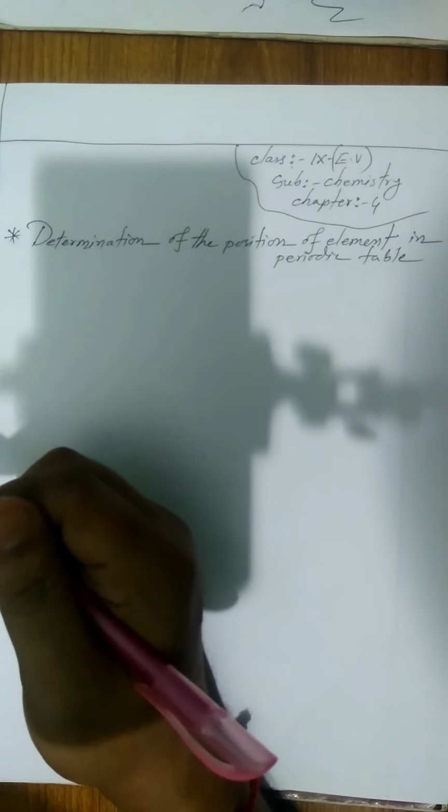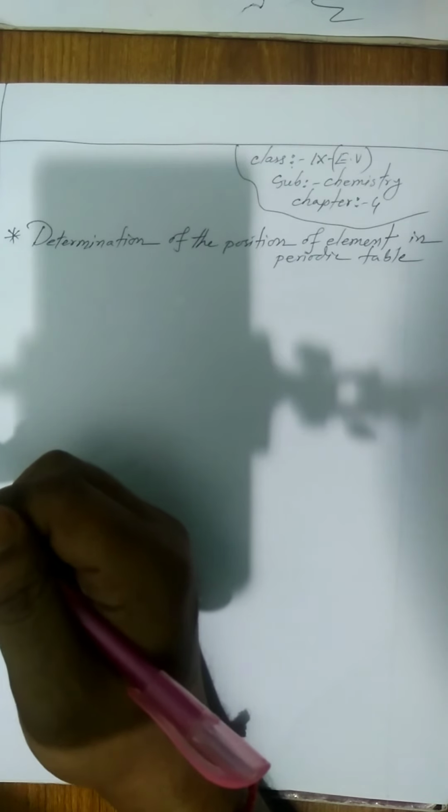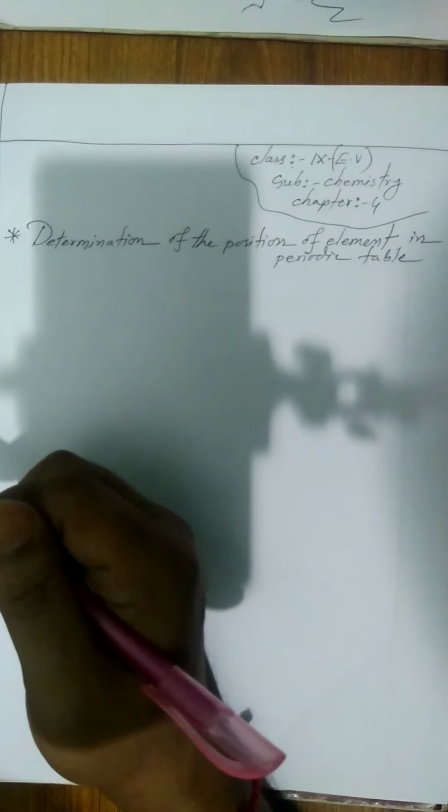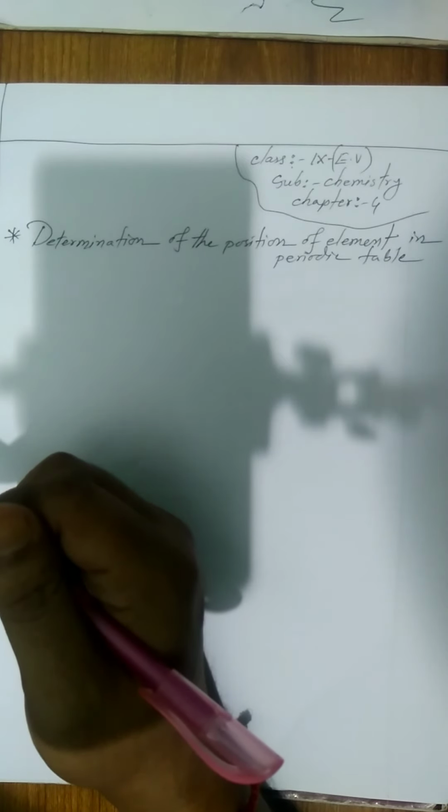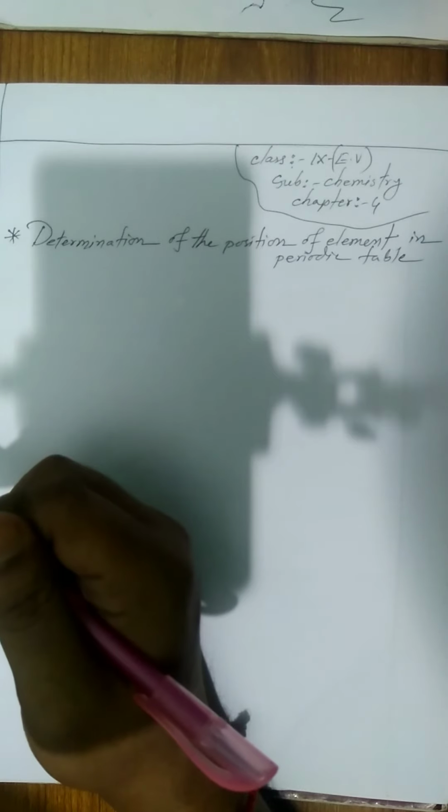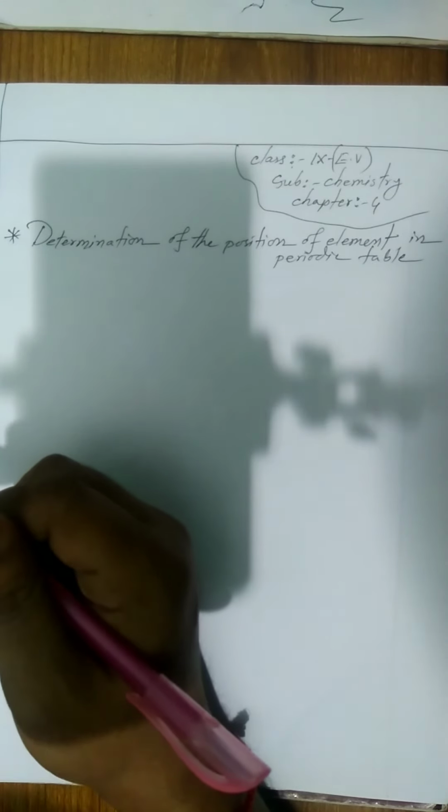Today I would like to discuss the determination of the position of an element in the periodic table from chapter 4. This is your revision class, so you will listen attentively.